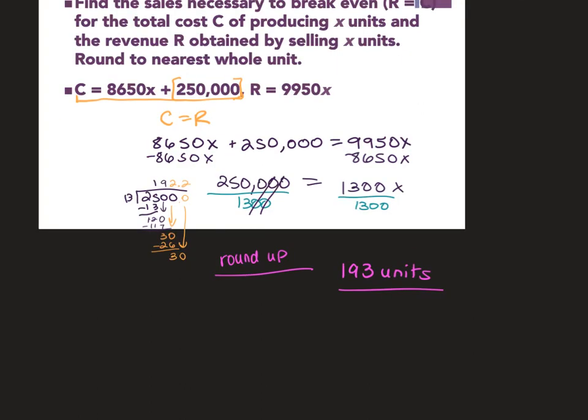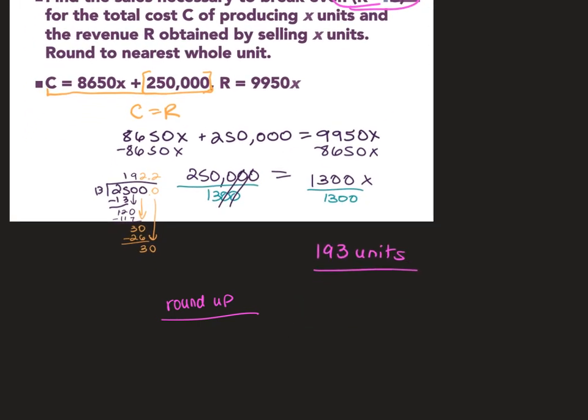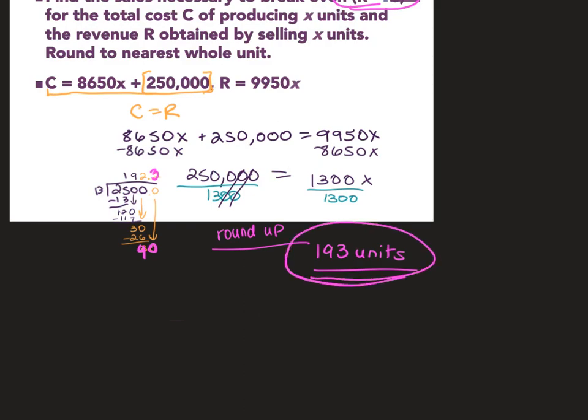Obviously, every time you see break even, not all the other questions, but every time you see the break even, you always want to make sure, one, it's a whole unit, and it said that in there, but you also want to make sure you're rounding up, because if you round down, you haven't made enough money to break even. Correction on this one, this actually should have been a 4. Still doesn't change, except this would have been a 3. It still needs to be rounded up. It still needs to be 193 units.